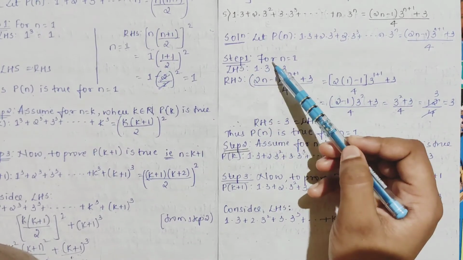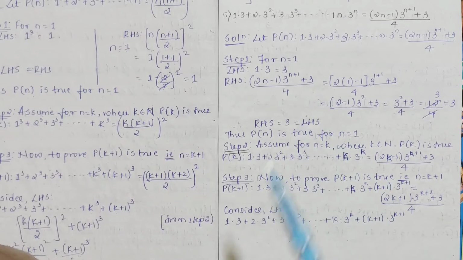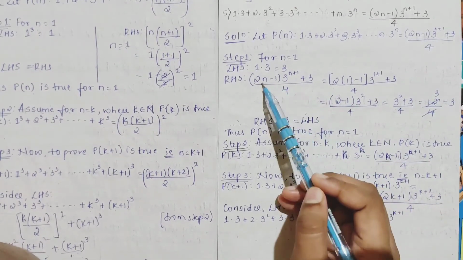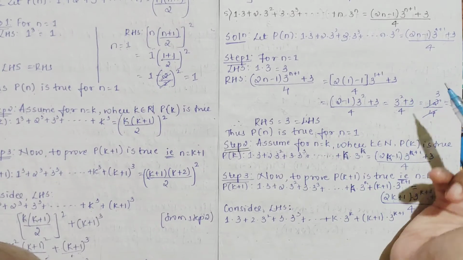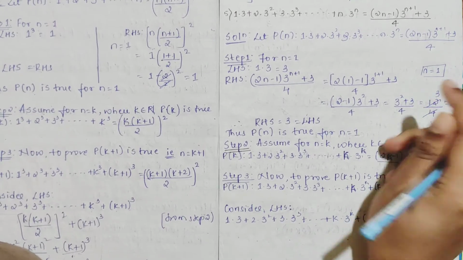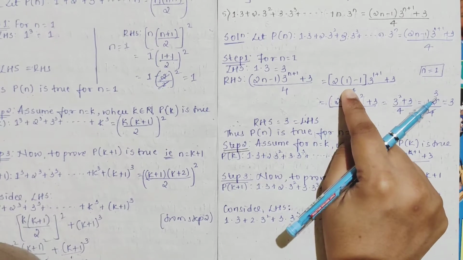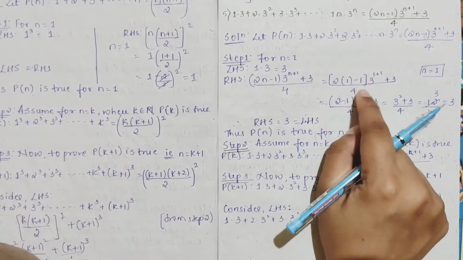Then your first step is for n is equal to 1. So take your LHS: 1 into 3 is equal to 3. Then your RHS: (2n minus 1) into 3 raised to (n plus 1), plus 3, divided by 4. What do you have to do? You have to put n is equal to 1, right? In place of n you have to put 1. So what will you get? (2 into 1 minus 1) into 3 raised to (1 plus 1) plus 3, whole divided by 4.